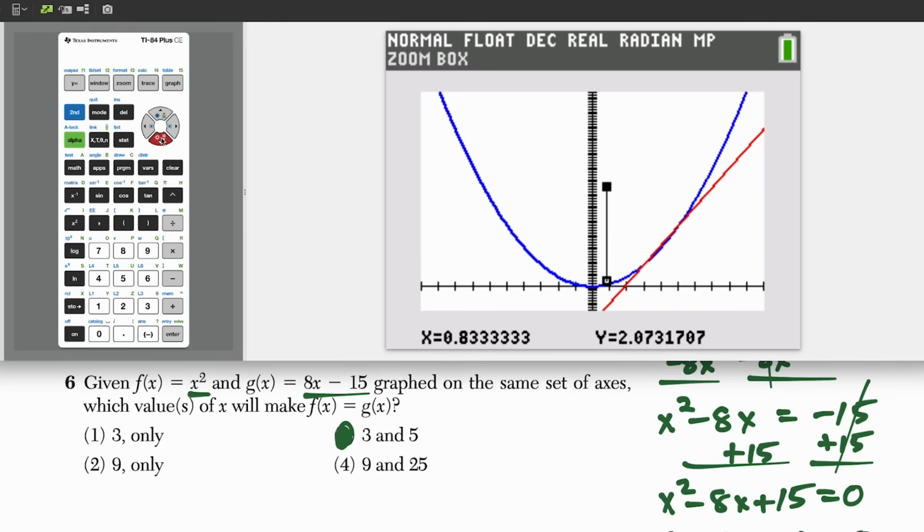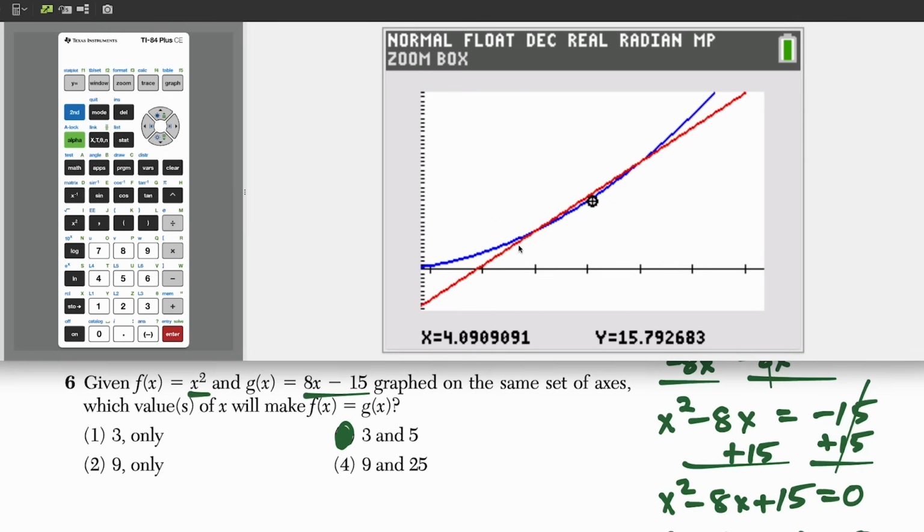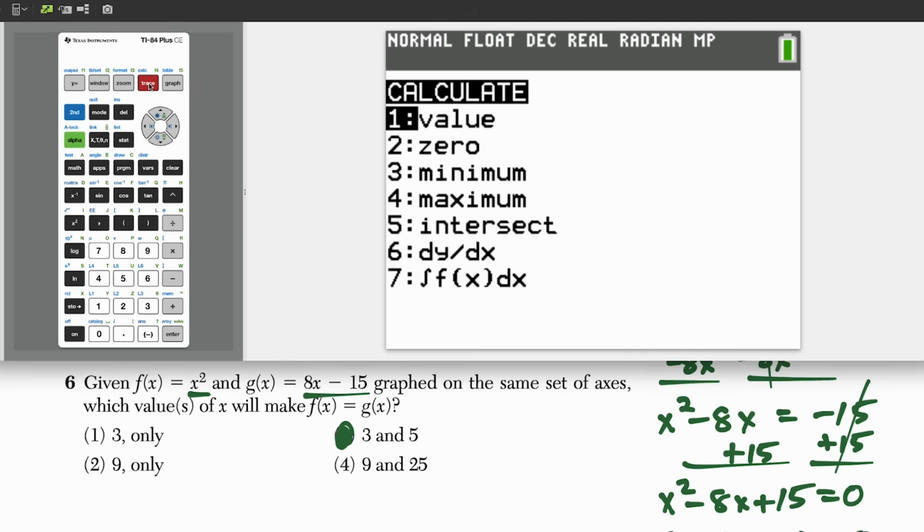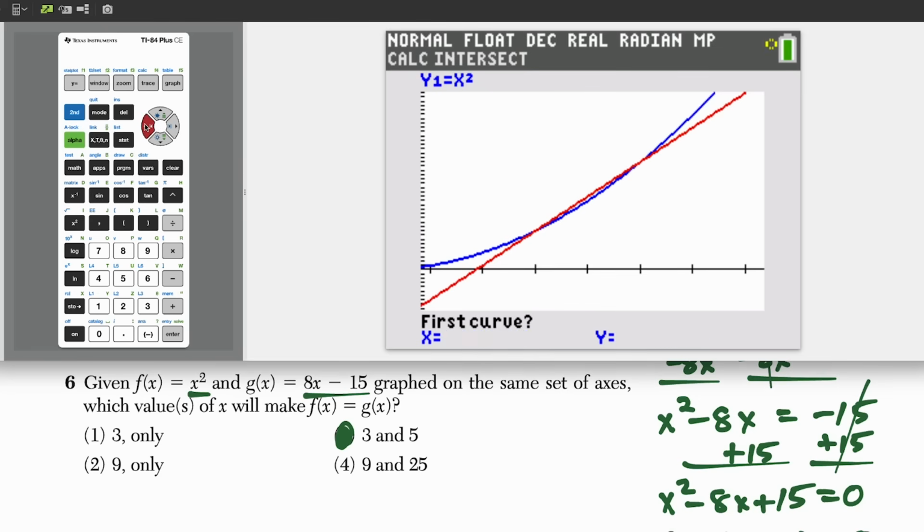So enter, and then I scroll down, and I scroll over, and then I just press enter again, and it's only going to show this part. So see how when x is equal to 3, we have a point of intersection, and x equals 5. If we want to be 100% sure, press second trace number 5 and see where these graphs intersect. And you go up to the point of intersection and press enter 3 times. See, x equals 3, y equals 9 is one of our points of intersection. So the x value 3 is checking out.